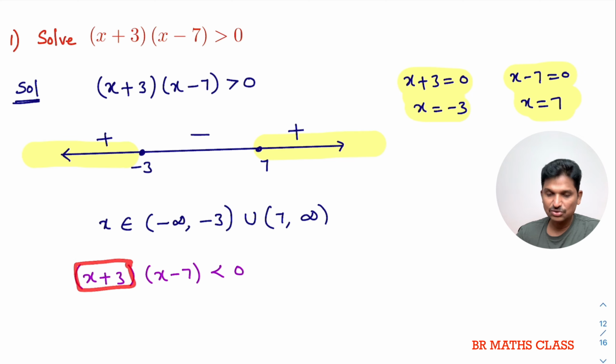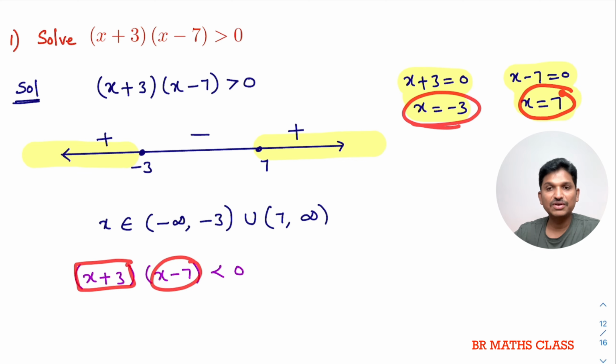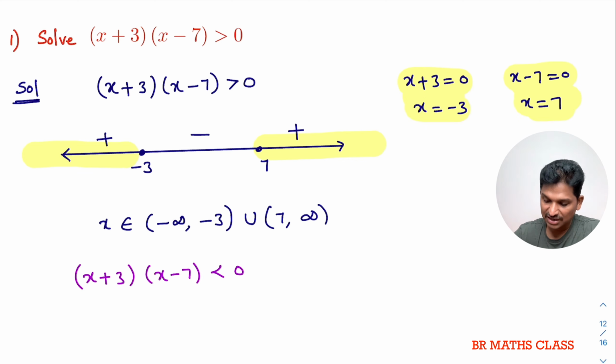I will equate this to 0. What you will get? You will get x equal to minus 3. Next, I will equate this to 0. I will get x equal to 7. I will mark them on the number line. You see here as per this order. Right? Now less than 0 is there. Here you observe here less than 0. Less than 0 means you need to look for negative sign. You need to look for negative sign. You see a negative sign here.